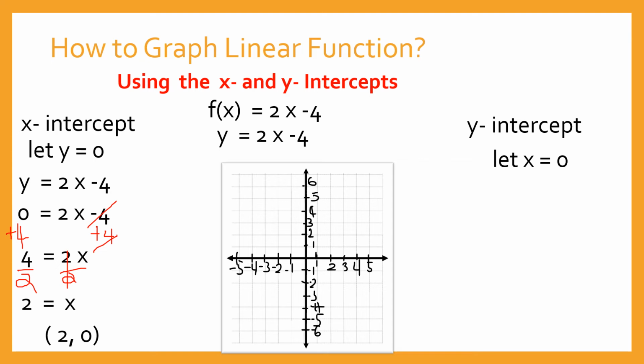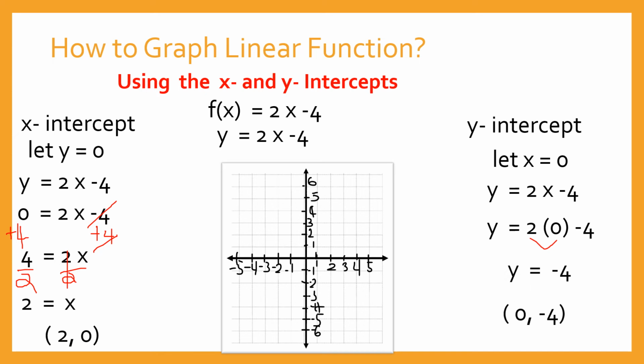Now, for the y-intercept, we let x is equal to 0. So y is equal to 2 times 0 minus 4, which means that y is equal to negative 4 because 2 times 0 is 0. And now the point is 0, negative 4. That's where the graph crosses the y-axis.